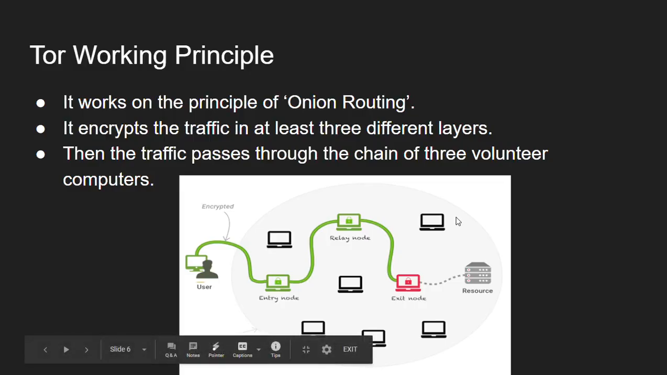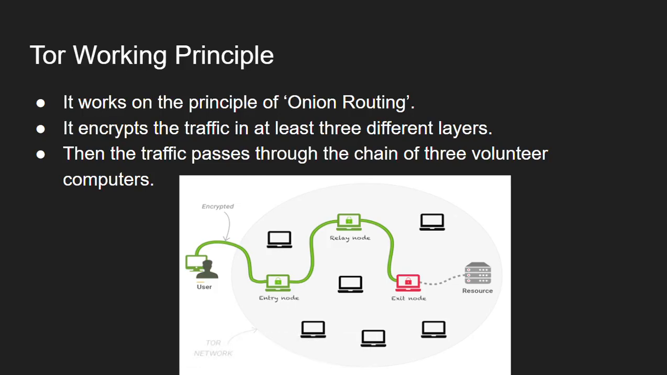Now that we know what TOR is, we will discuss the working principle of TOR. TOR works on the principle of onion routing. As an onion has multiple layers, so does the data in the TOR network. The data is encrypted in multiple layers in order to be transferred to the server.